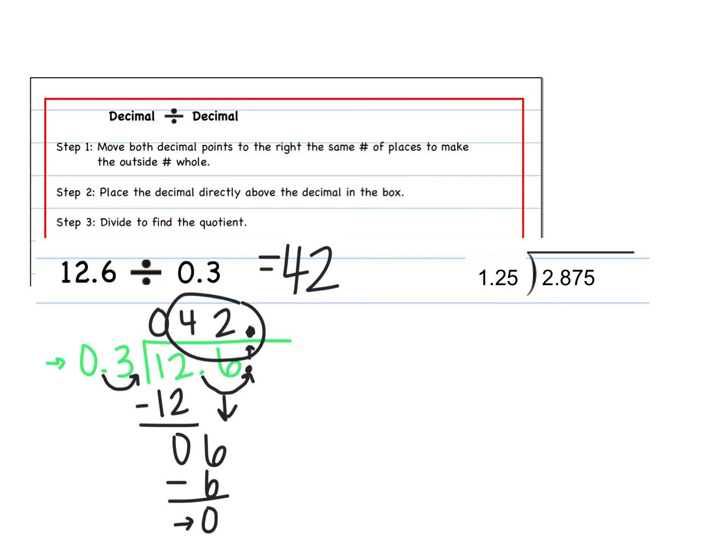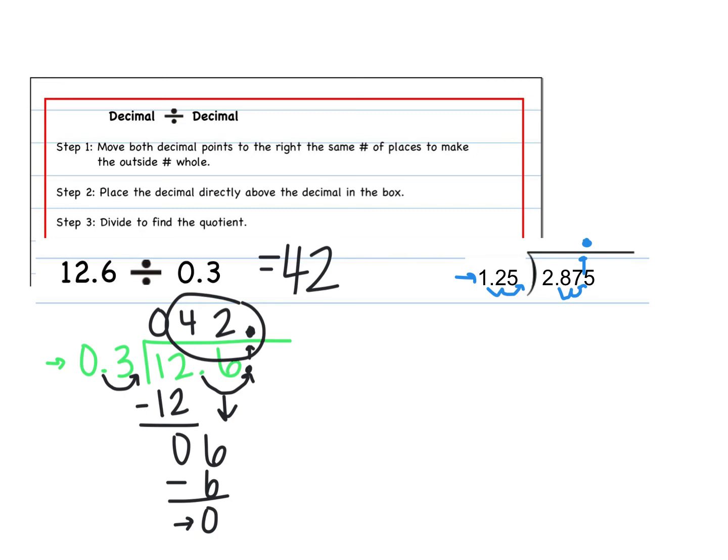So again, this outside number, we need it to be a whole number, so we need to move that decimal place. So we're going to move 2 spots to the right. So now we'll think of it as 125. Now the number under the bracket, same thing, we have to move the same amount of spots. So we move 2 spots, and then we carry the decimal straight up above from there. Now we can ignore all decimal points.